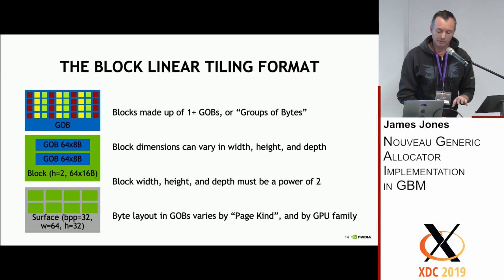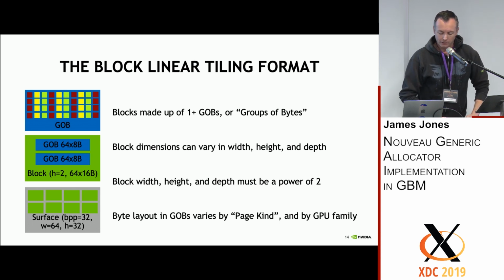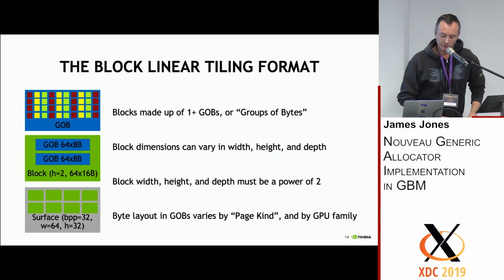So if you determine all of that and have all these parameters set up, then you can build your surface out of an arbitrary number of these blocks. Right there, I have an example of a surface that is 64 pixels wide and 32 pixels high. That's made up of a grid of 4 by 2 of these 64 by 16 byte blocks. Some of the details here are hand-waved, and I think the pixels or bits in the top gob don't actually line up to the appropriate size, but you get the general idea.